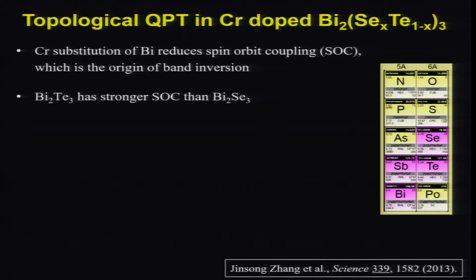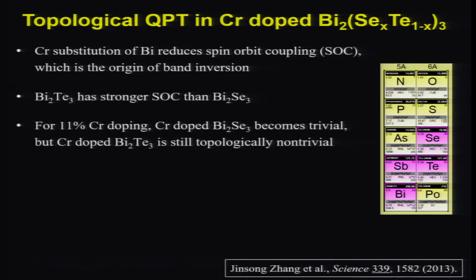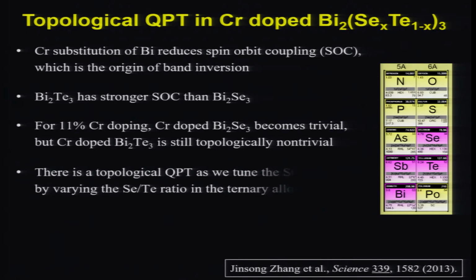We also know that tellurium is much heavier than selenium, so bismuth telluride has a stronger spin-orbit coupling strength than bismuth selenide. So in this regime that we are interested in, where we found the quantum anomalous Hall effect, 11% of chromium doping will drive bismuth selenide into the trivial regime, but chromium-doped bismuth telluride is still topological. So there's a topological quantum phase transition as we tune the spin-orbit coupling strength by varying the selenium-tellurium ratio in these alloys.